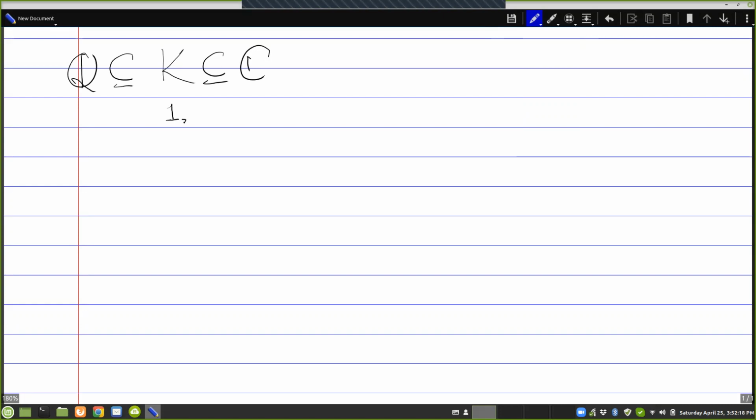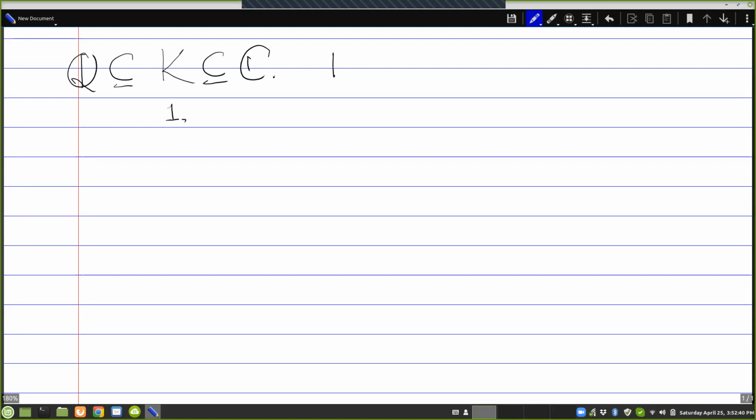And again, since K is a field, m by n, where m and n are integers and n is non-zero, must also be inside K. So naturally that says Q has to be in K. Thus all subfields of C necessarily contain Q. So this is our standing assumption today.